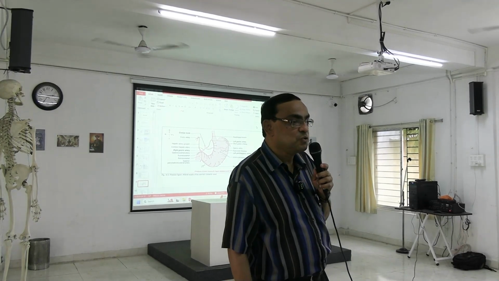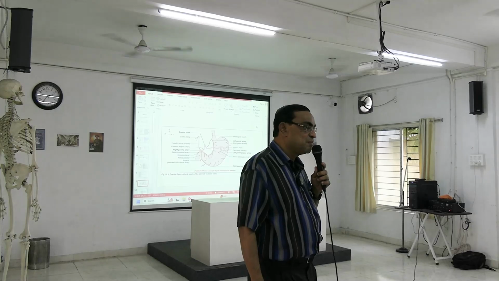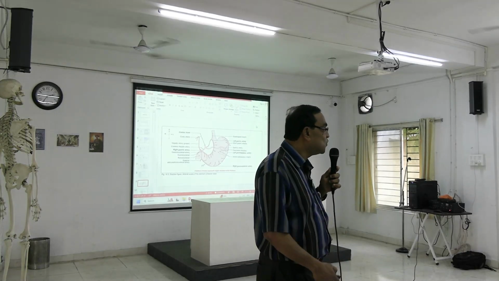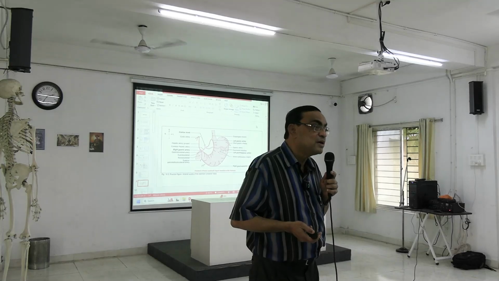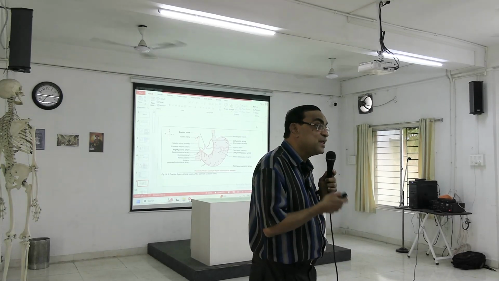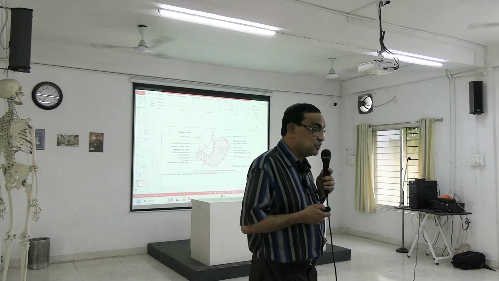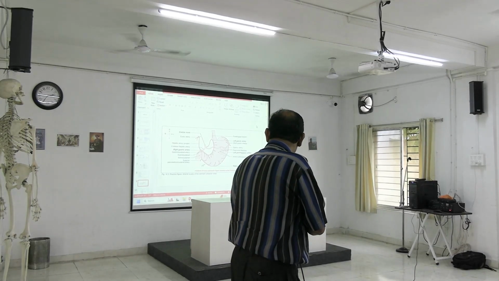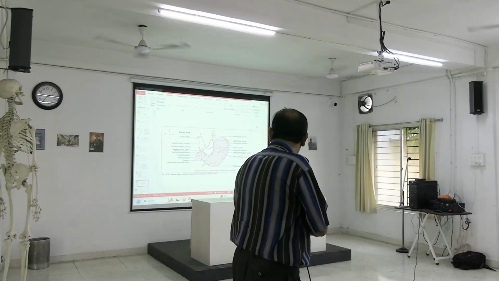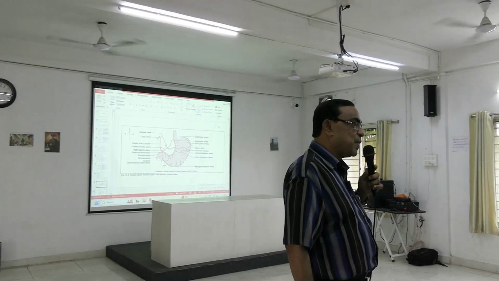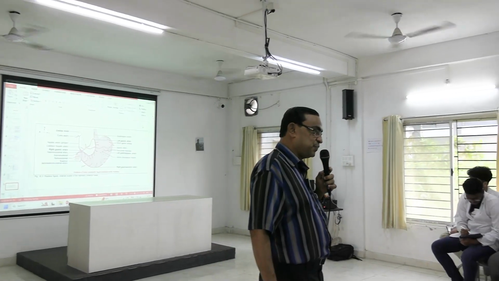So it should be called as pancreas and duodenum. So the name of the artery should be pancreatico-duodenal, and it is superior pancreatico-duodenal because there is another artery which will come from the superior mesenteric artery and it will anastomose with this, which is called the inferior pancreatico-duodenal artery.